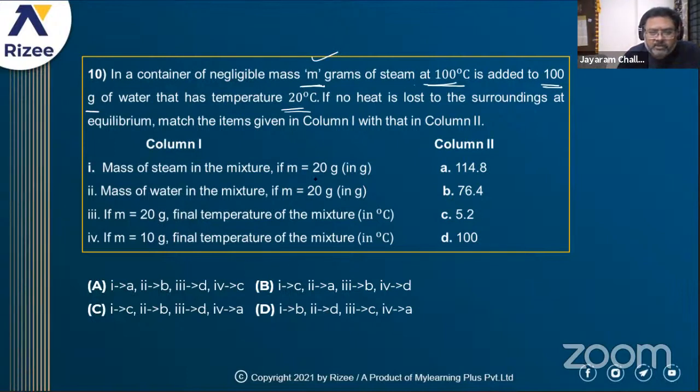If the mass of the steam is 20 grams, then he is asking what in column 2. So match this one: the mass of the steam is equal to, in this case. Then he is asking how much mass is going to be left of the steam. So he is asking for the leftover steam.